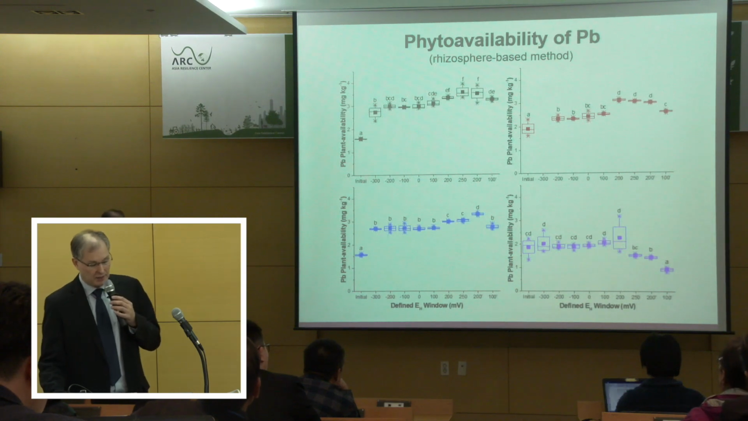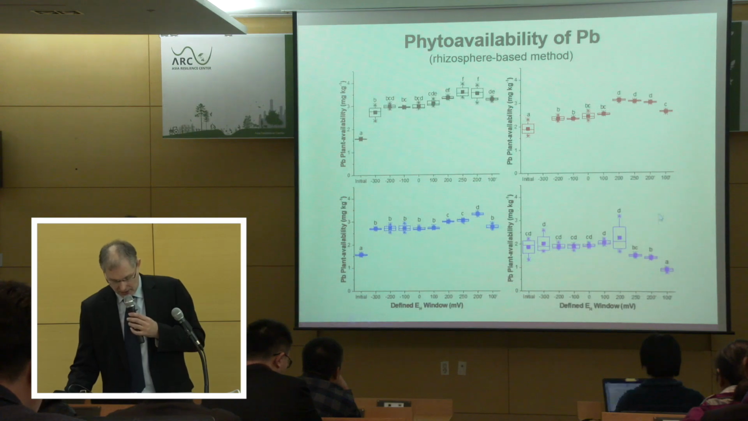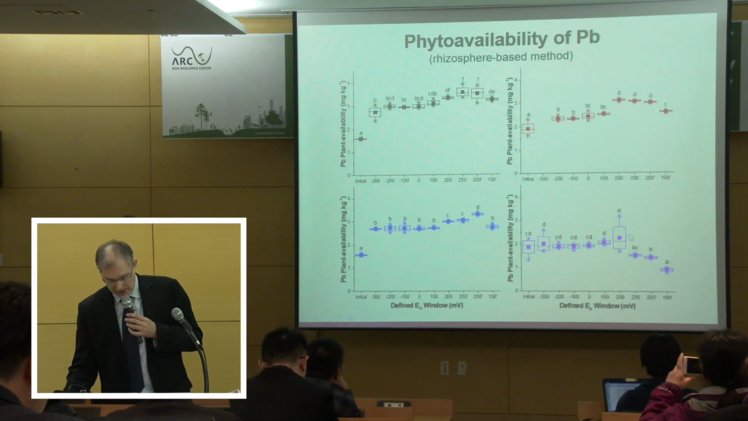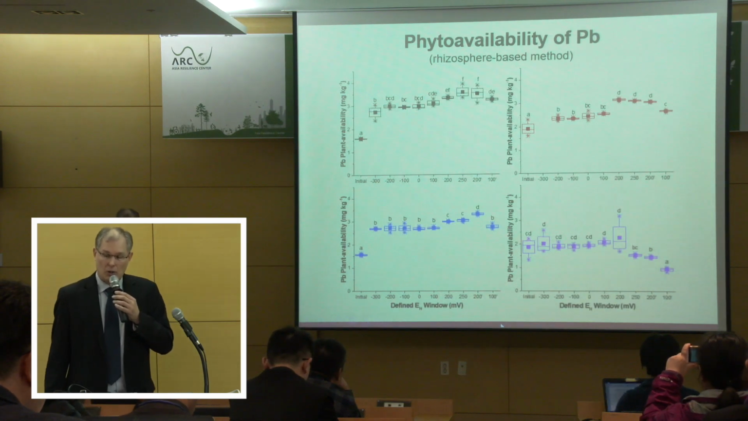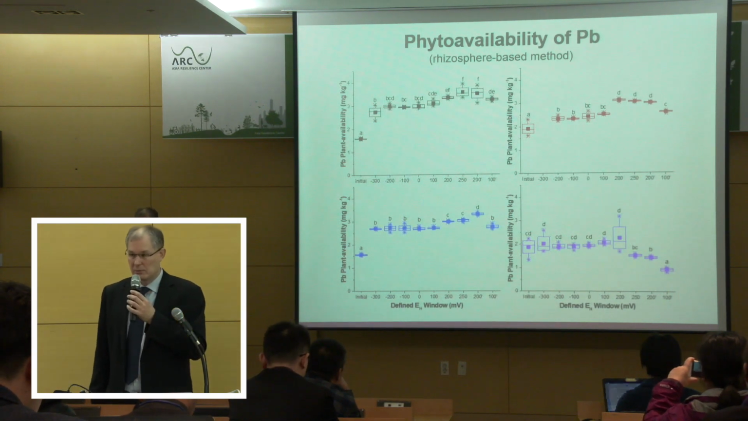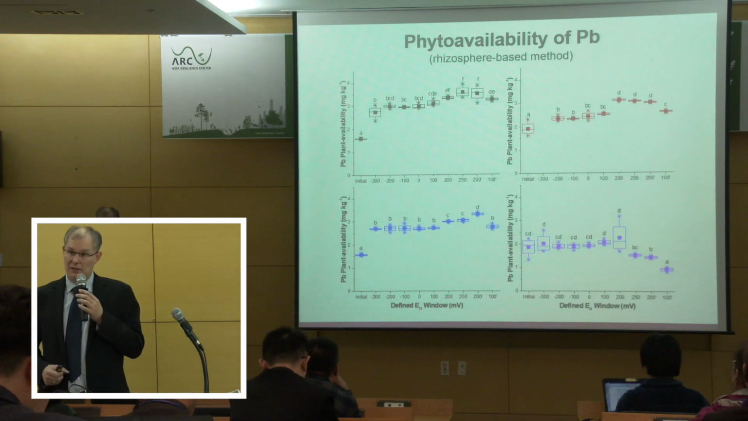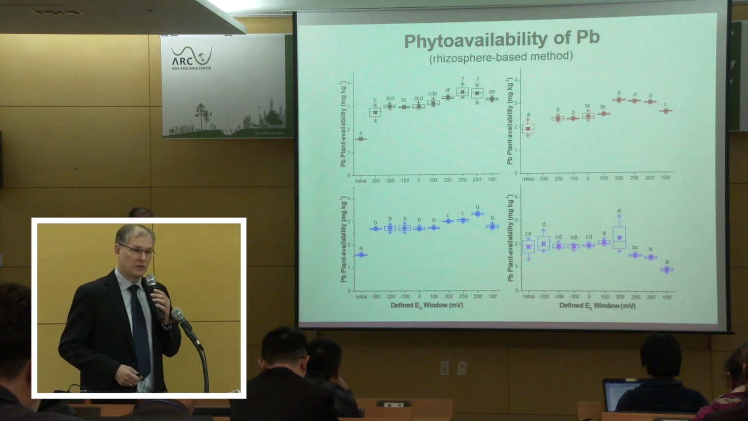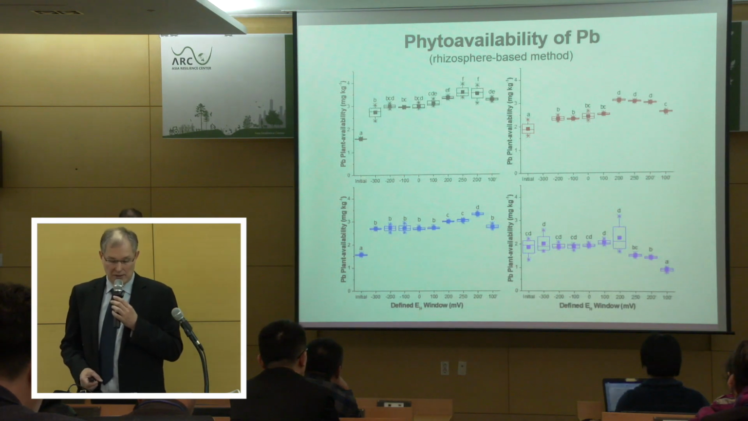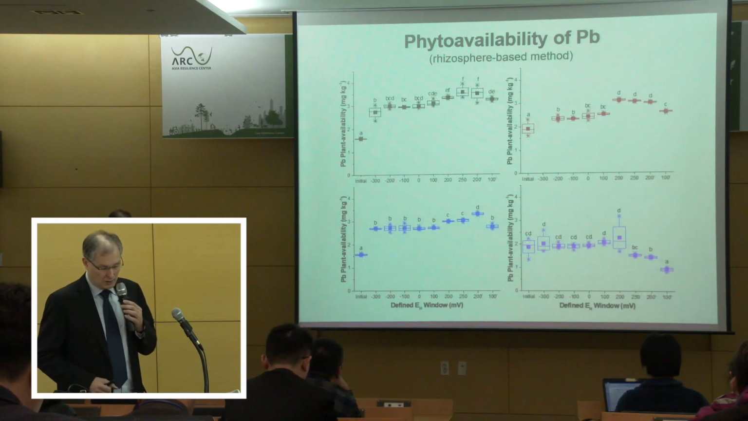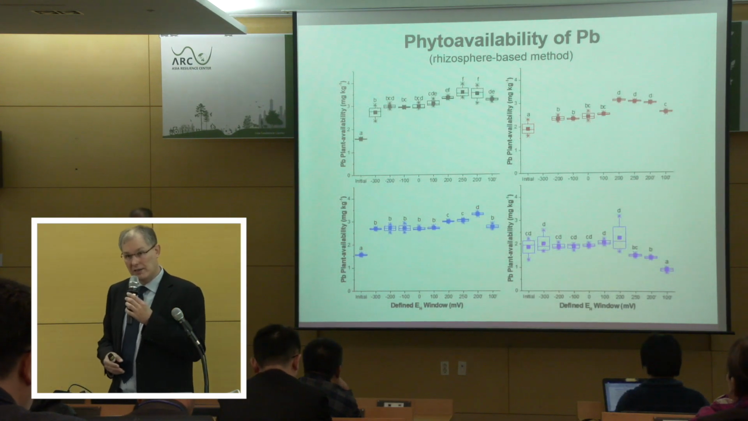phytoavailability of lead, and then you can see here, especially in the soil treated with biochar 550 degrees, that there's a decrease under oxic conditions of the phytoavailability of lead. That means here it works very well. The biochar produced at 550 degrees has a certain effect to decrease the phytoavailability of lead. That means what is good for lead is not good for arsenic.